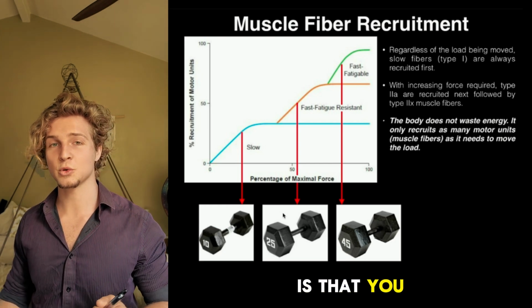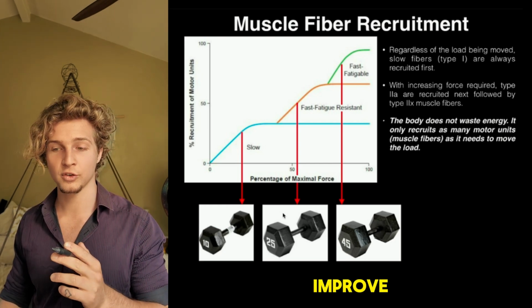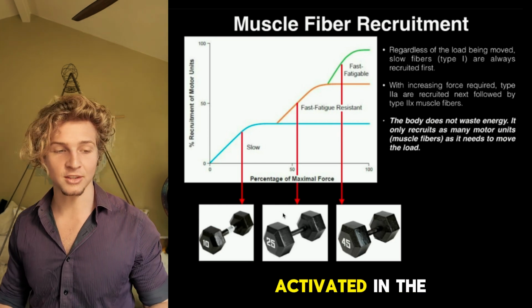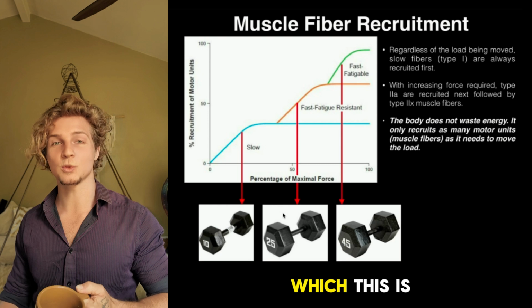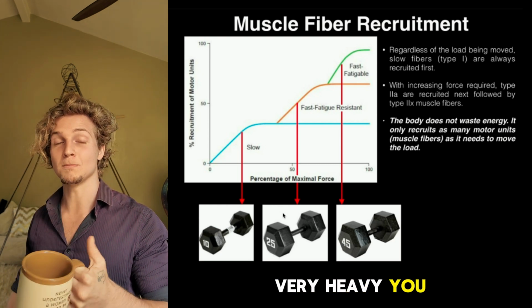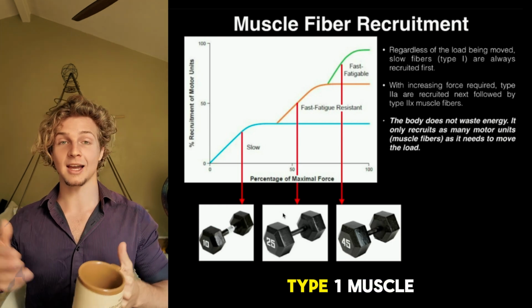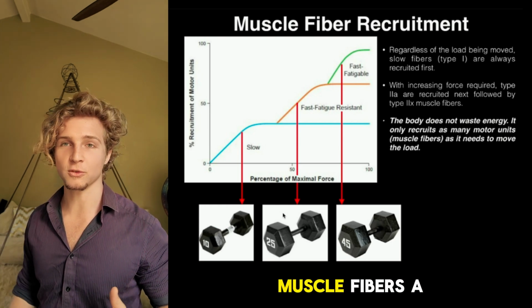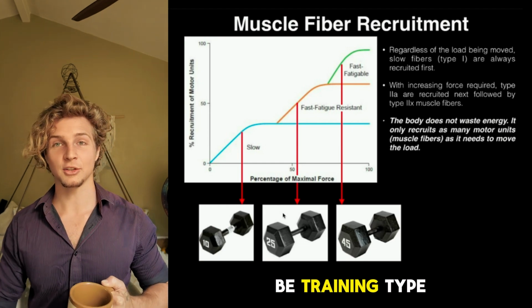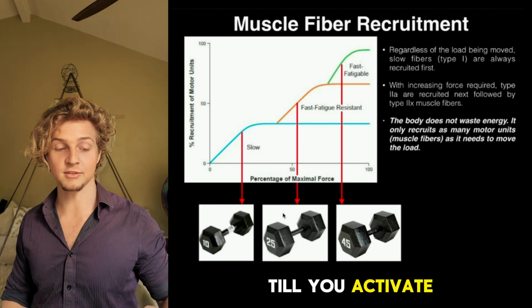An interesting thing here is that you are not going to train and improve your type 2 muscle fibers unless they are activated in the first place. This is why if you're lifting something like this and it's not very heavy, you might improve the type 1 muscle fibers, those slow twitch muscle fibers, a little bit, but you probably aren't going to be training the type 2 fibers till you activate them.